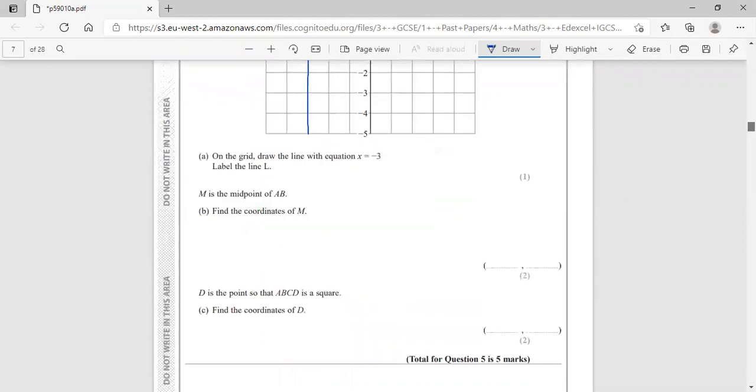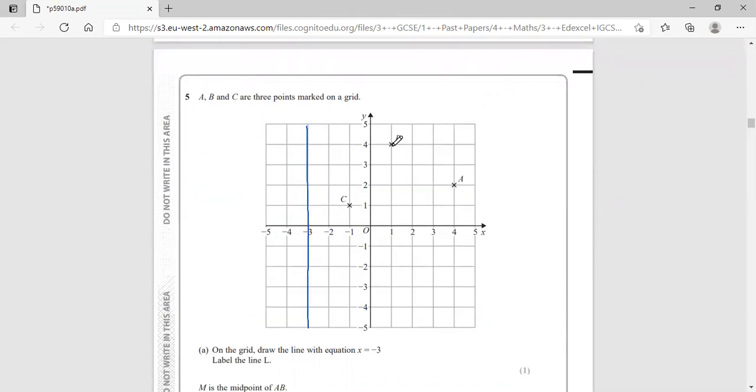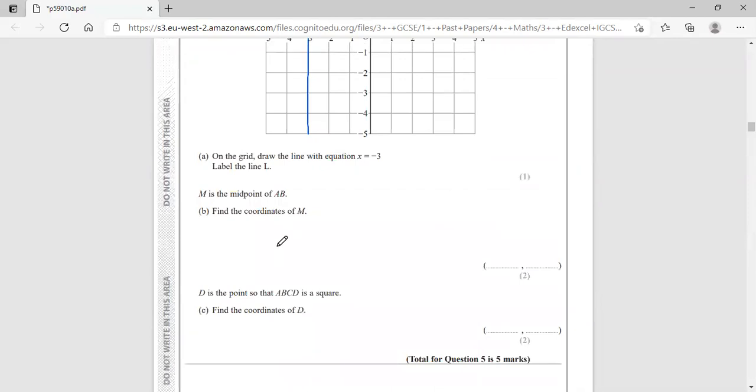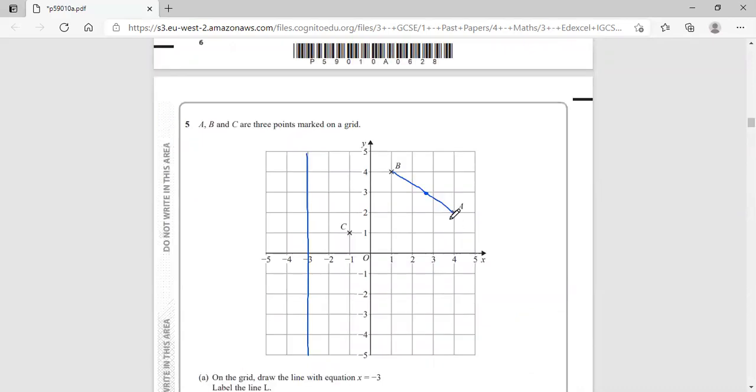Okay, so let's continue now. Find the midpoint of AB. So that's basically asking us to draw a line between here and work out the coordinate of the middle. Okay, so you can't do this by looking at it. You need to use the formula. So to work out the x coordinate, you add both the x coordinates together from both of these, and then you divide it by 2. So A, what is the x coordinate? It's 4 across. What about B? It's 1 across.